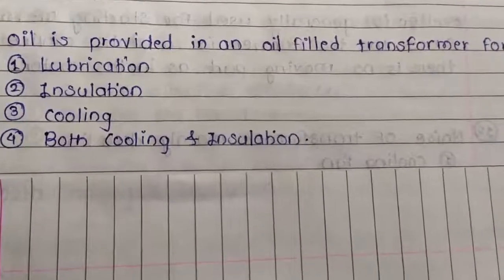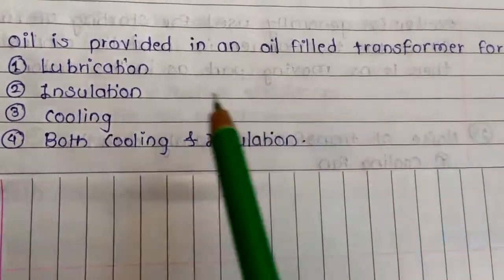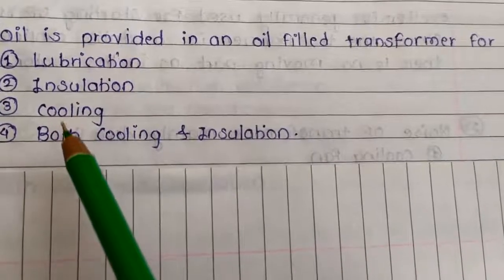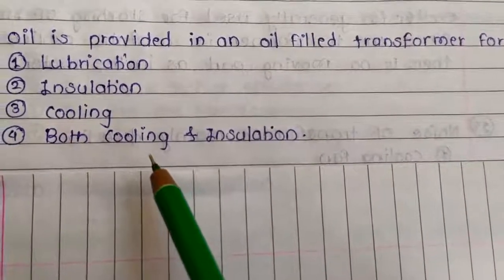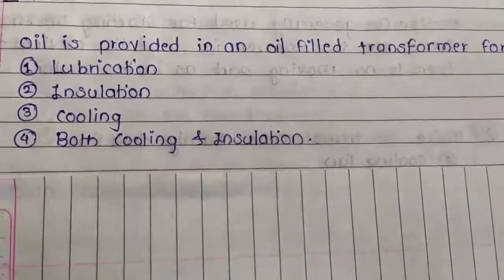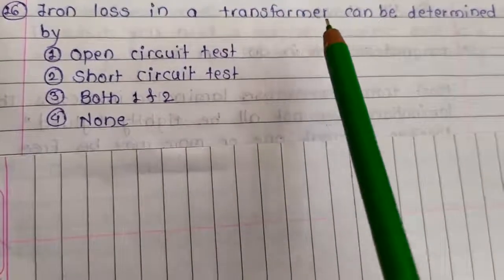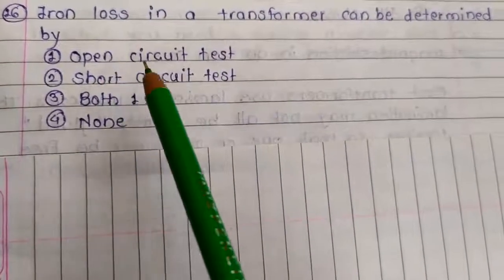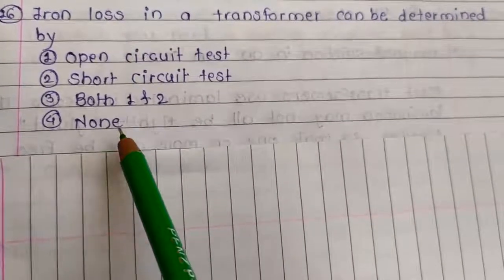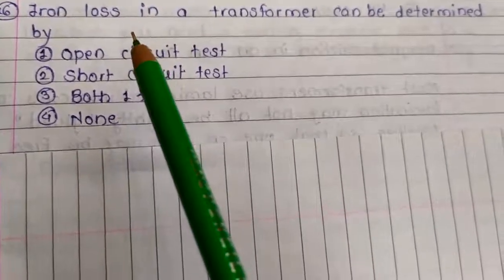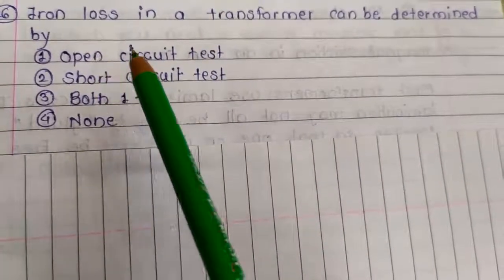Oil is provided in an oil-filled transformer for lubrication, insulation, cooling, both cooling and insulation. Answer is both cooling and insulation. Iron loss in a transformer can be determined by open circuit test, short circuit test, both 1 and 2, none. Iron loss in a transformer can be determined by the answer, open circuit test.